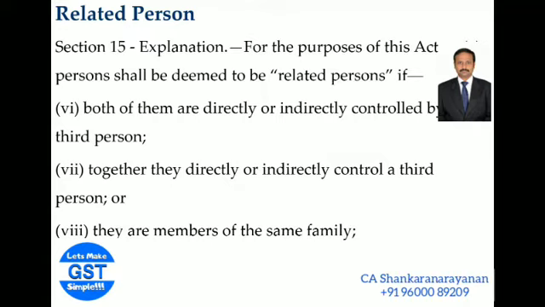Together, they directly or indirectly control a third person, a joint venture. You hold 49%, I hold 51%. So together, directly or indirectly, we control the other party. Then also we become related persons. And finally, they are members of the same family.